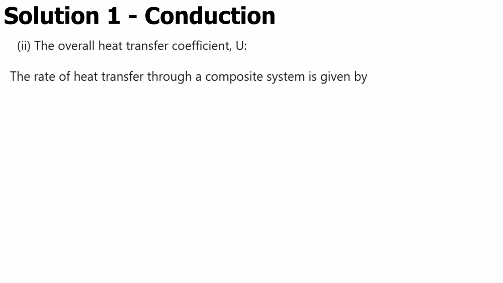Next, let's determine the overall heat transfer coefficient U. We know that the rate of heat transfer through a composite system can be expressed as Q equals U times A times the overall temperature difference, where Q is the total heat transfer, A is the area. Since we calculated Q over A, we can rearrange this equation to solve for U.